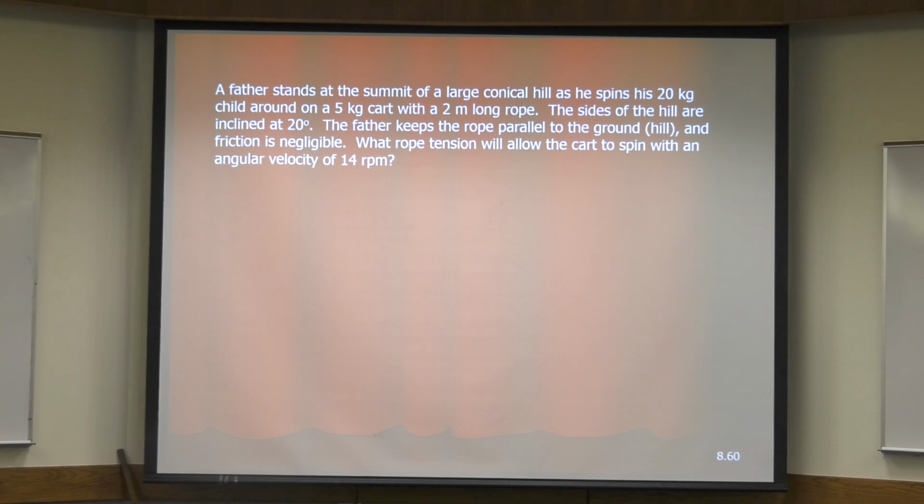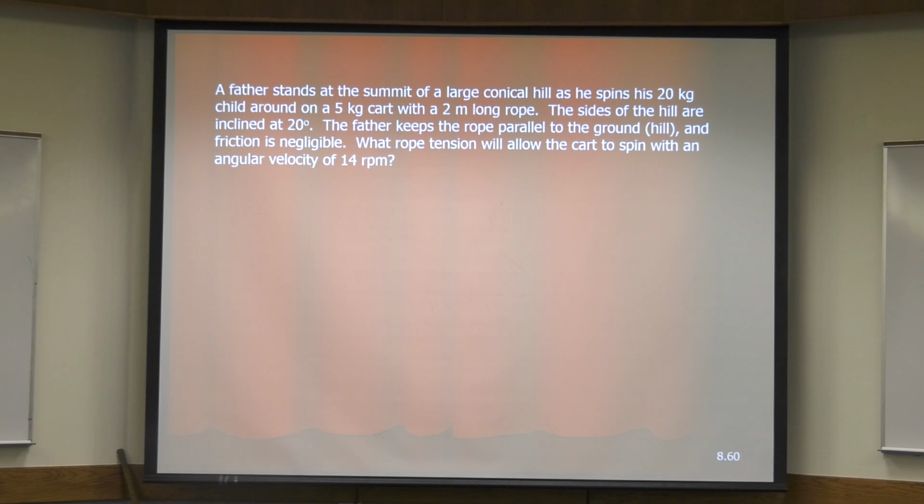Okay. A father stands at the summit of a large conical hill as he spins his 20-kilogram child around on a 5-kilogram cart with a 2-meter-long rope. The sides of the hill are inclined at 20 degrees. The father keeps the rope parallel to the hill, and friction is negligible. What rope tension will allow a cart with a child to spin with an angular velocity of 14 RPM?